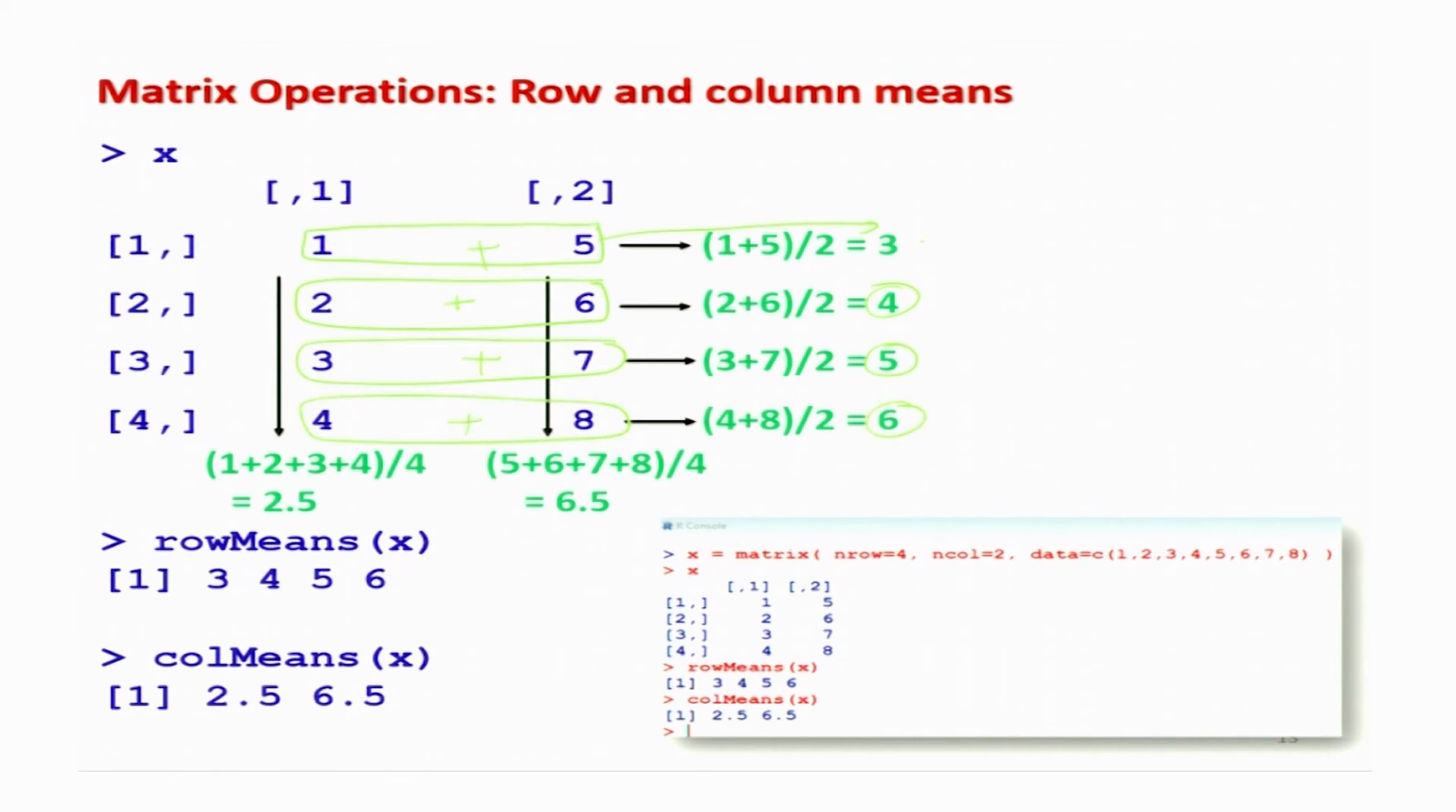So, this 3, 4, 5, 6 you can see here has been obtained in the command rowMeans(x), and the same output is obtained here: 3, 4, 5, 6.